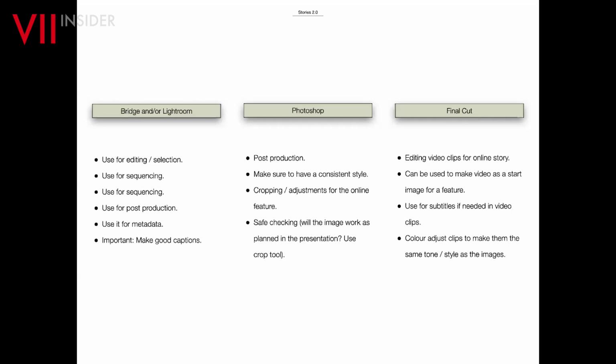And also I use Photoshop, of course, to crop and check the pictures so that they will work both on a laptop and on an iPhone if you use full screen pictures. And Final Cut I use to edit video clips. I use it to put subtitles on if there are people talking in them. And I also use it to color adjust the video clips so it sticks together with the images that are in the story.